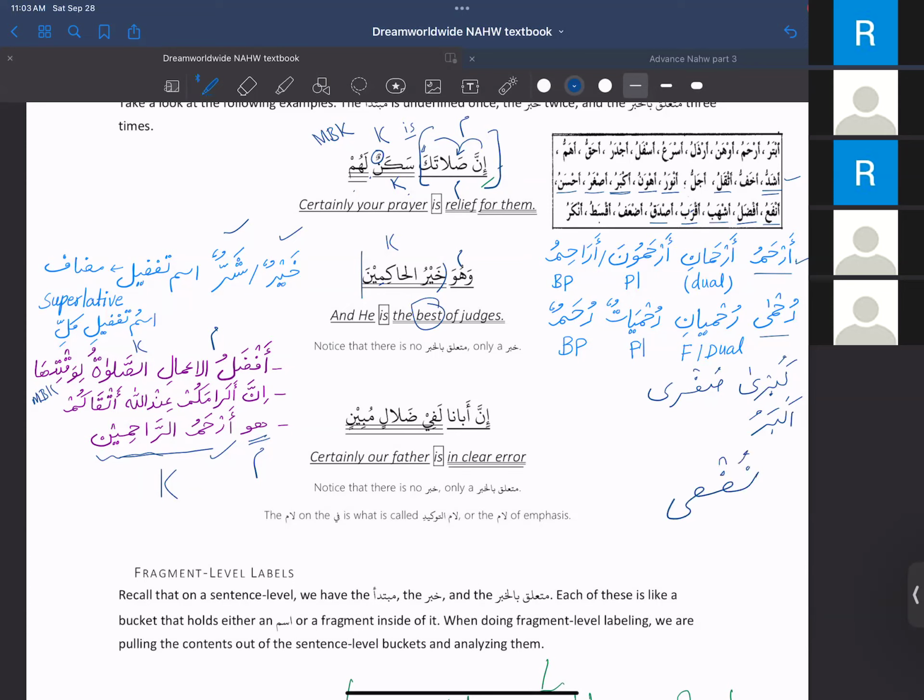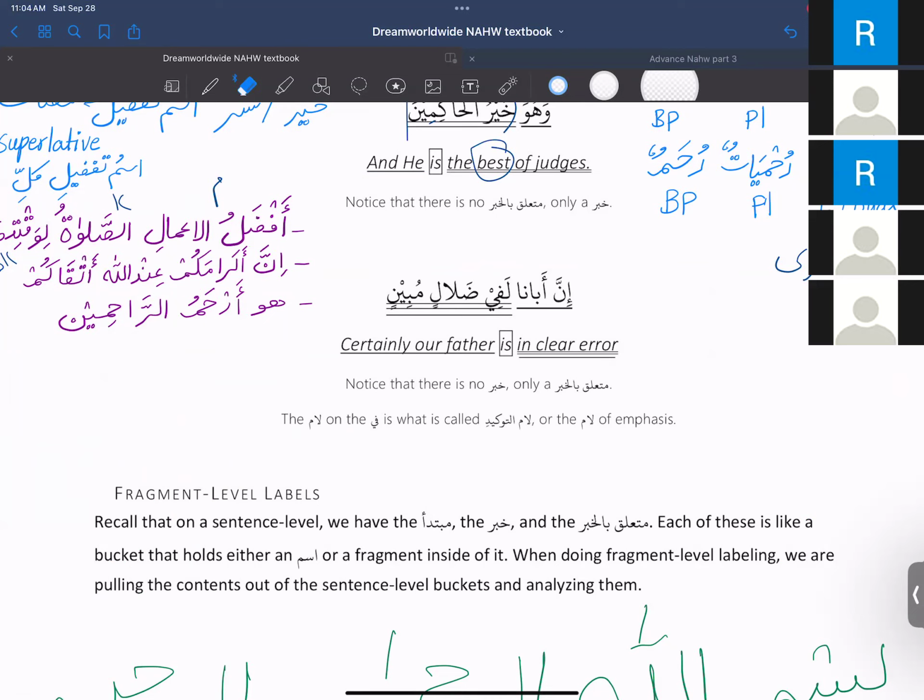Inna abana mubtada lafi dalalin mubin. MBK, khabar. Sentence level. Fragment one: inna harfi nasab, aba ismoha, na mudaf, na mudafale azafa. Two fragment: la is lam taukid, emphasis, fi harfi jar, dalalin ismi majroor, fi dalalin mausuf mubinun mausuf safa. Three: alam taqid and fi or dalalin harf jar and ismi majrur and mausuf safa murakkab tawsifi.